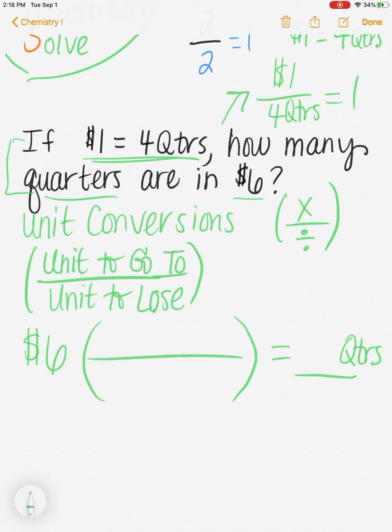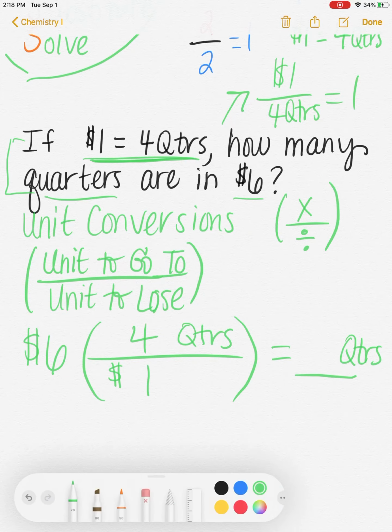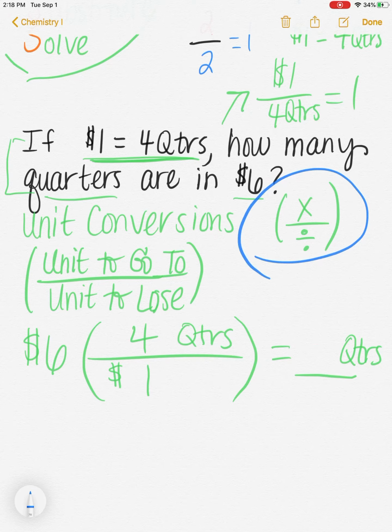All right, I am going to use a conversion factor here, and I'm going to use the guidelines that I put the unit I want to lose in the bottom, which is dollars, and I put the unit that I want to go to in the top, quarters. My equivalence or equation says that $1 is equal to 4 quarters. Now, I am going to look at this right here that I should multiply by the top number and divide by the bottom number. So I'm going to start with 6. I'm going to multiply by 4 because that's the top number and divide by 1.